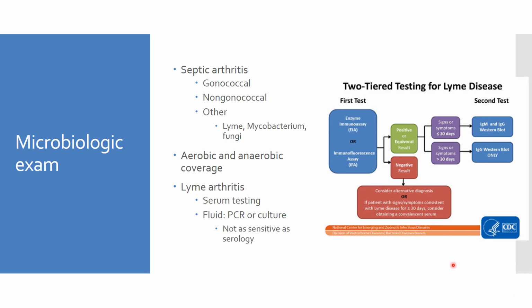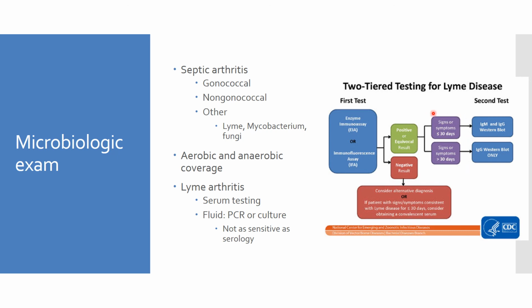And then this chart here from the CDC is just showing you the two-tiered testing that we have for Lyme disease in the United States. And that is where we start with the screen, which is either an ELISA or an IFA. Just different methodology for the same thing. And then if that's negative, we can consider our patient negative and move on from there. However, if you get a positive or an equivocal test, you need to perform a Western blot.